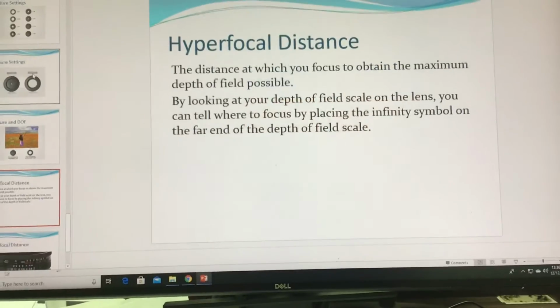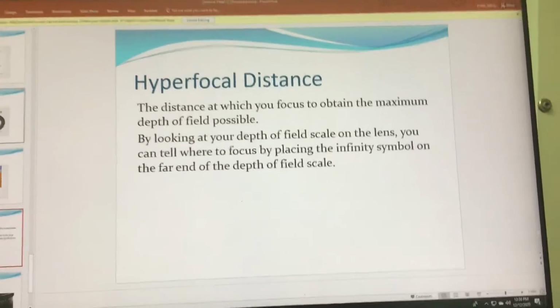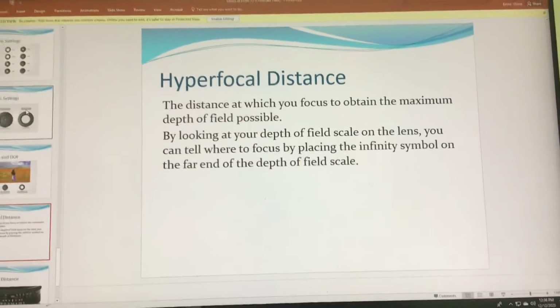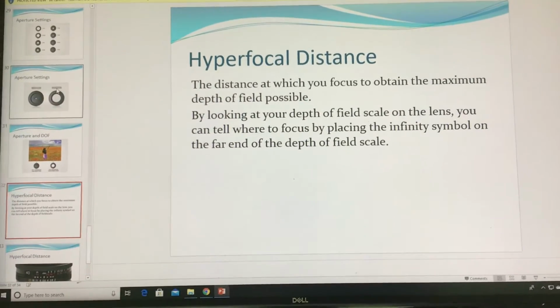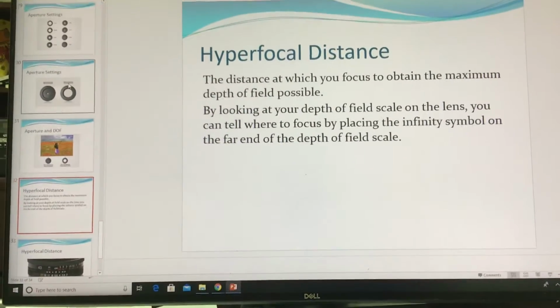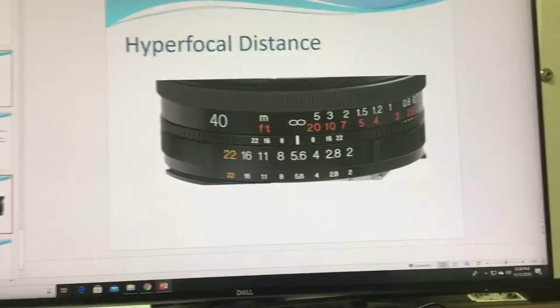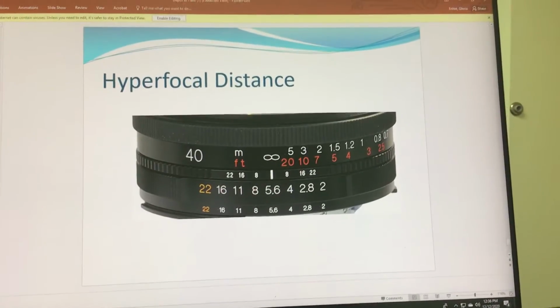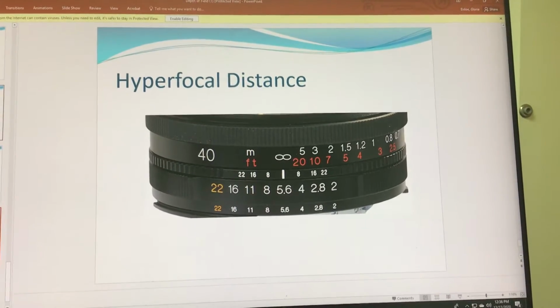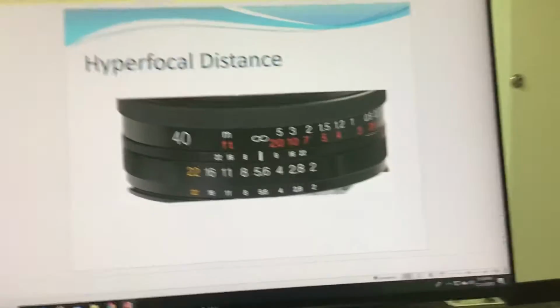Hyperfocal distance is the distance at which you focus to obtain the maximum depth of field possible. What symbol on your depth of field scale or on your lens do you use for hyperfocal distance? Remember, you use that little infinity symbol. That's the symbol there on that top ring that looks like a sideways 8. That's your hyperfocal distance symbol.